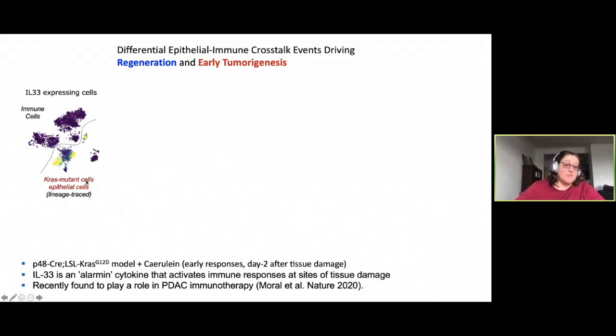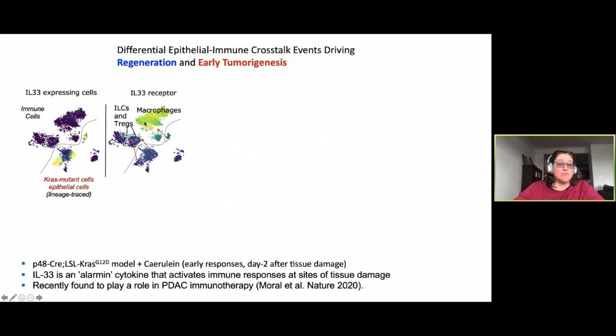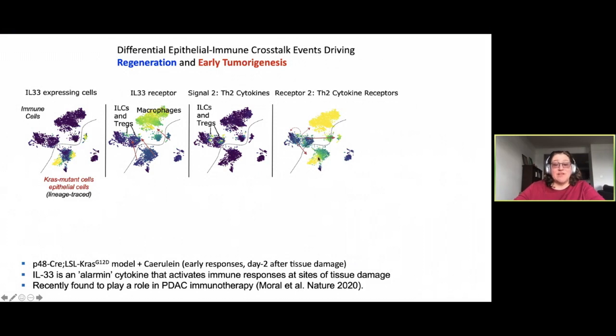We see that the KRAS mutant cells are really expressing high levels of this IL-33 cytokine that really plays a big role in tissue damage. And this IL-33 can actually talk with its receptors, both in macrophages, but also in ILCs and Tregs right here. And these same cells that have the receptor for IL-33 release Th2 cytokines. And these same populations that are giving IL-33 have the receptor for these cytokines. So we have a feedback loop between the epithelial compartment and the immune compartment that we believe is driving this incredibly rapid remodeling of these two populations.